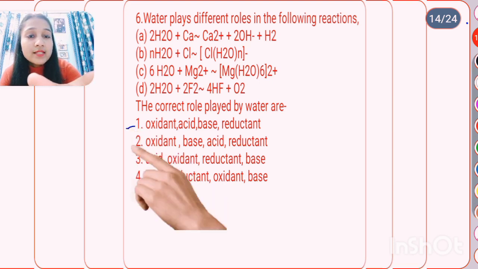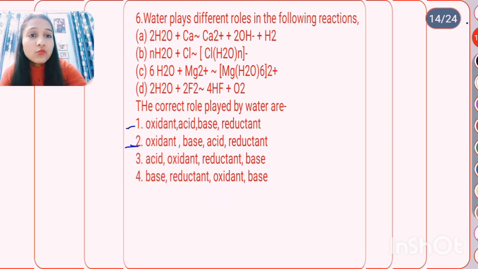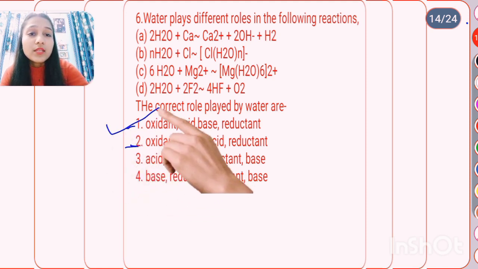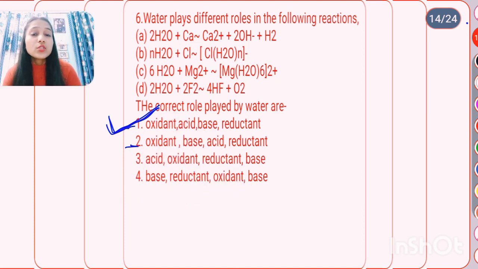Water will behave like an oxidant, and in the second, with Cl, water behaves like a Lewis acid. With Mg2 positive, water behaves like a base, and in the last, with F2, water behaves like a reductant. So the correct answer will be answer number 1. This theory is very important, so read the whole theory, because many questions on this topic are repeatedly put out in the CSIR NET exam.